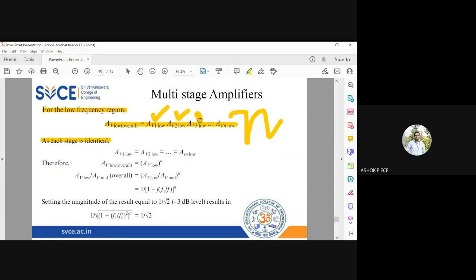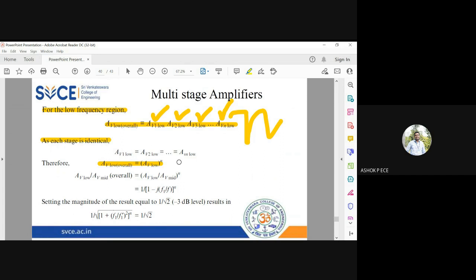So all these individual values are going to be constant. AV1 low equal to AV2 low equal to AV3 low equal to AVN low, I can write. When you multiply the same number n times, it becomes that number power n, right? So AV low overall will be AV low power n. This is because we have considered the stages to be identical.